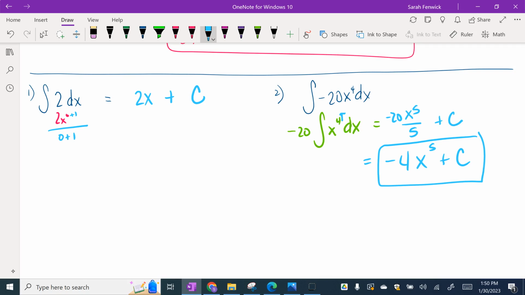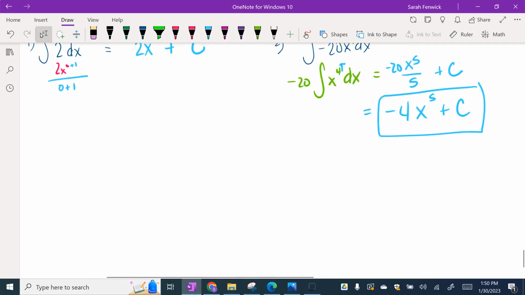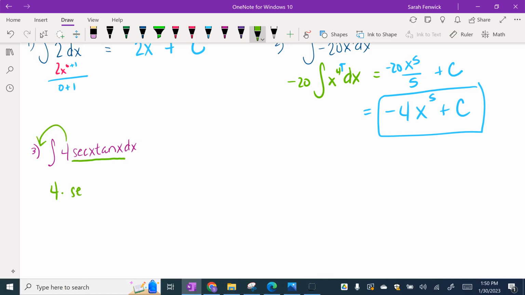let's talk about some trig functions. The integral of 4 secant x tan x dx. Secant x tan x is the derivative of secant x. So the 4 is just a constant. It can come out: 4 times secant x plus c. Okay, do another one.